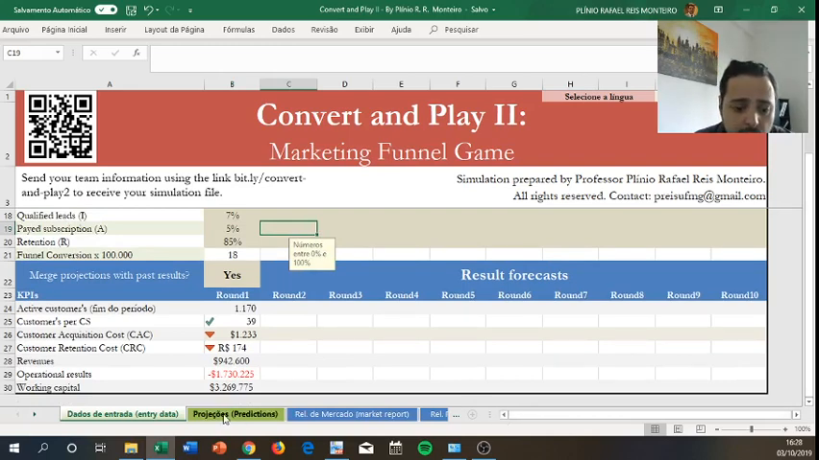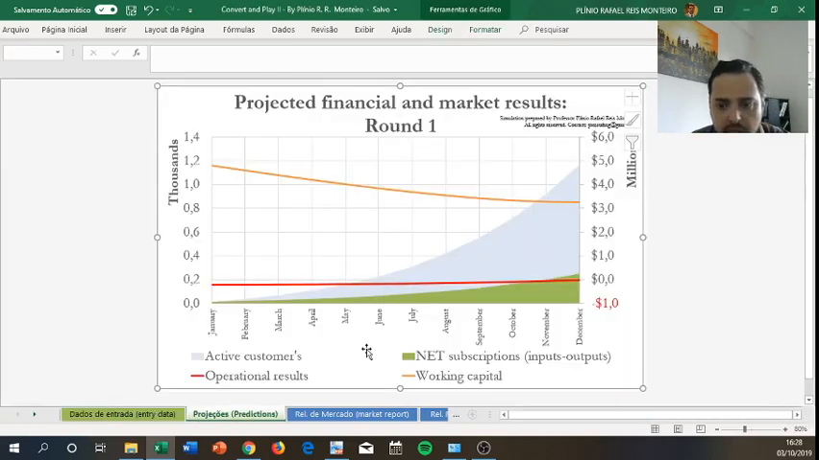I can also go to this tab here called predictions, and you'll be able to see the evolution of the number of customers that you have. So here in this left side, you have the number of customers. You begin with the blue line, which is the total number of customers. So you can see that you begin with not a lot of customers, but you start increasing very fast by the end of the year.